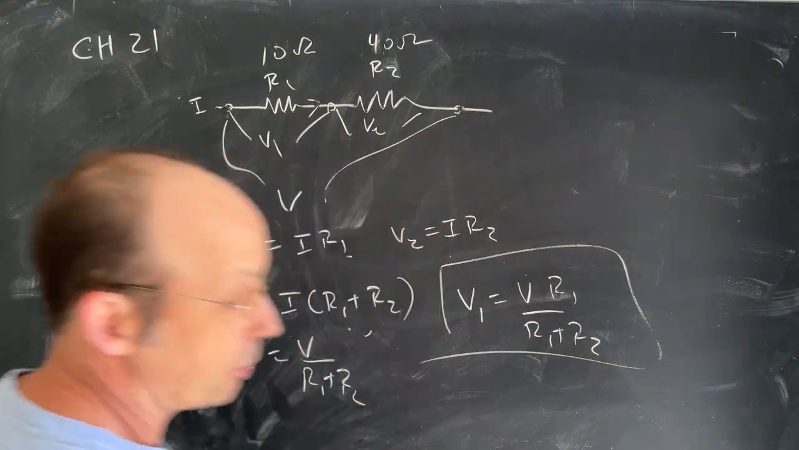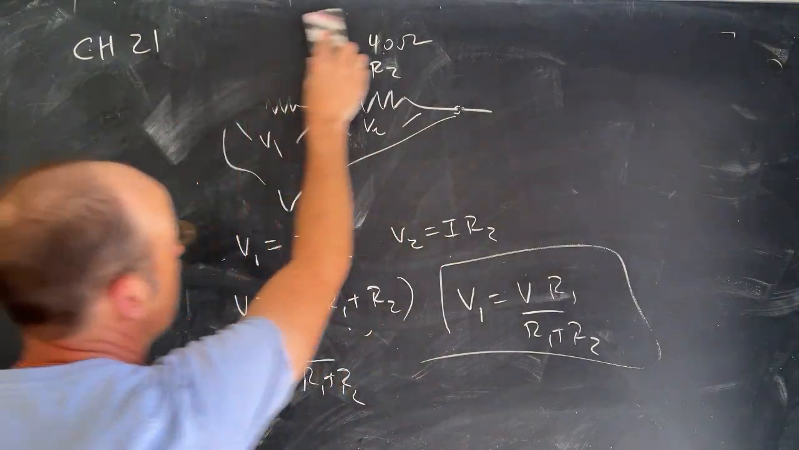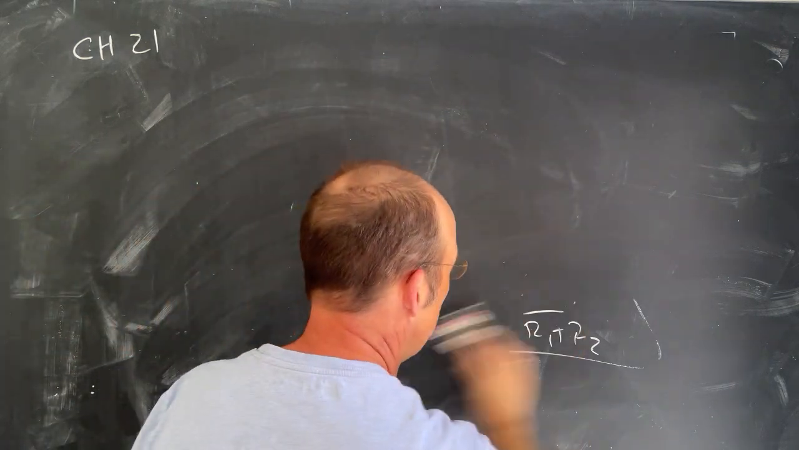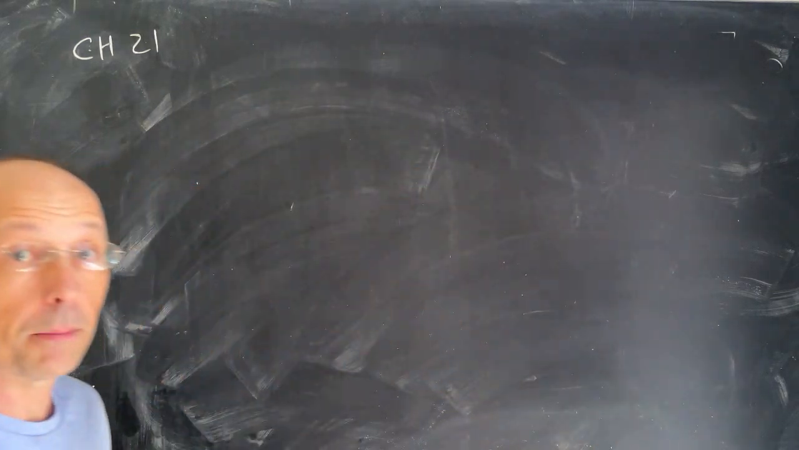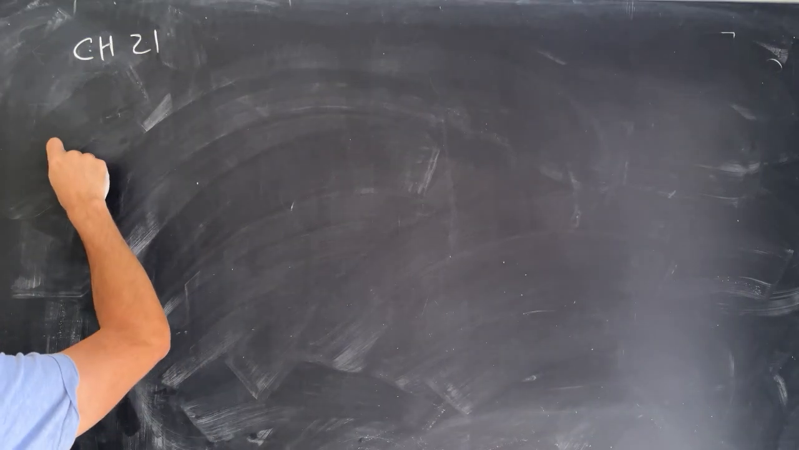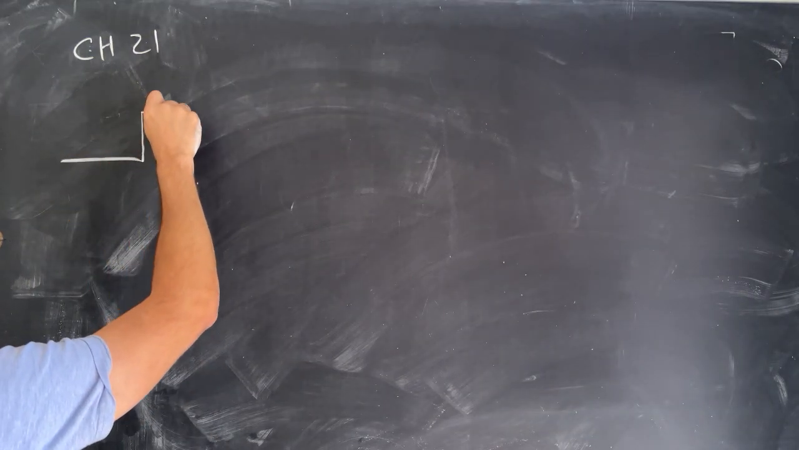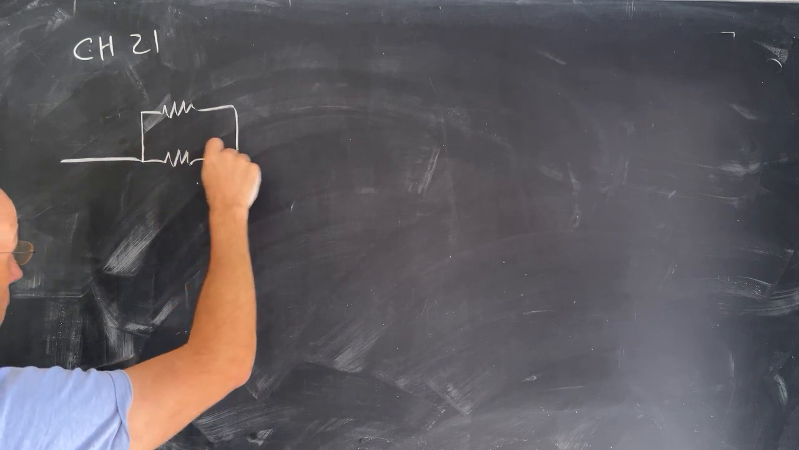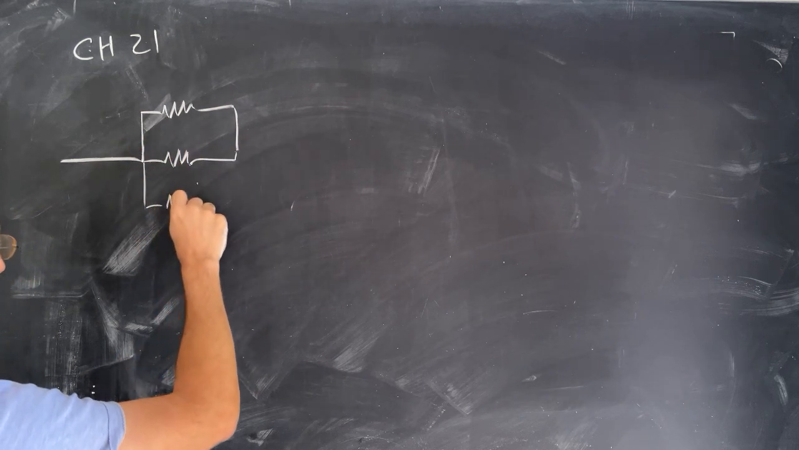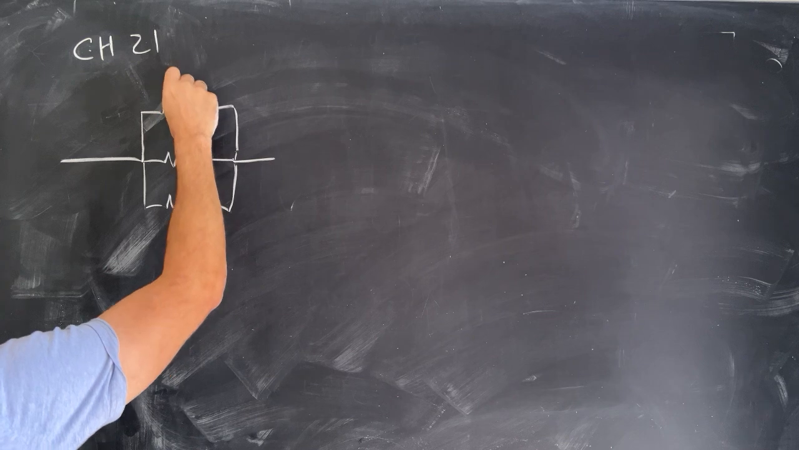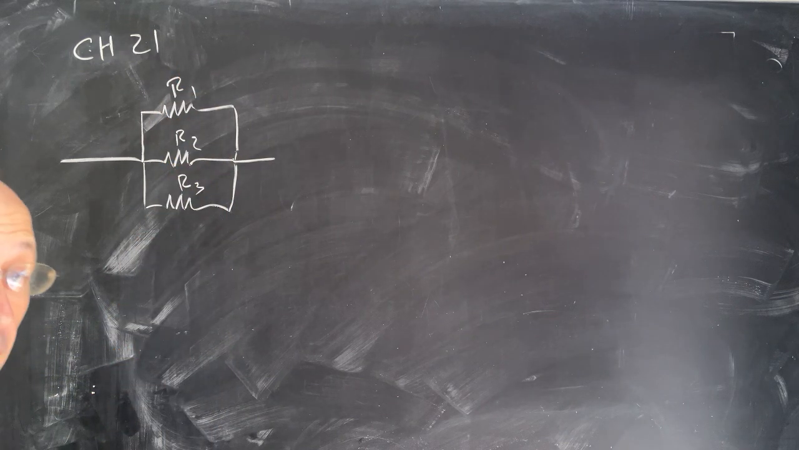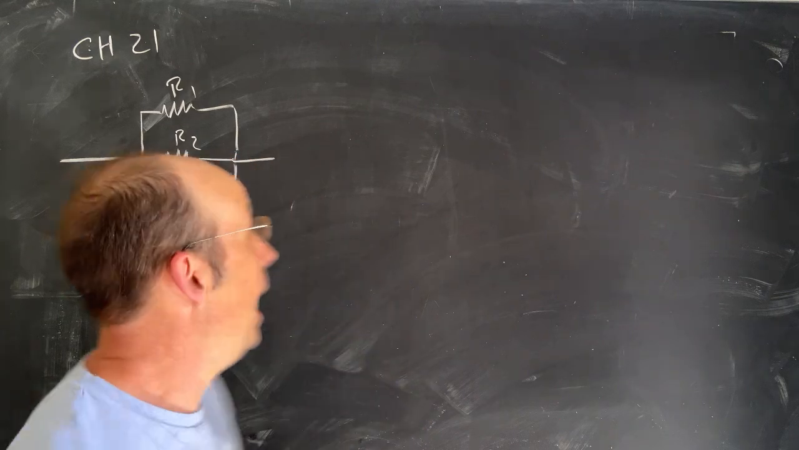Okay, now let's jump to resistors in parallel. Reminder, this is a chapter summary. This is not the chapter. I'm going to start off with 3: R1, R2, R3. So we define objects in parallel.